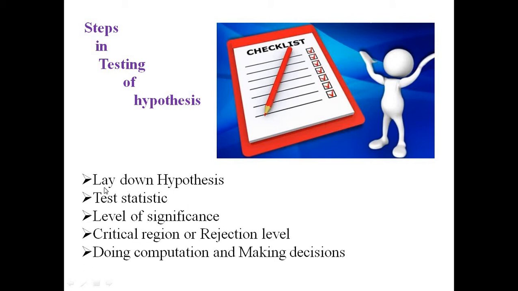These are the different steps for the testing of a hypothesis: laying down the hypothesis, then the test statistic, level of significance, critical region or the rejection level, and finally making a decision by computation.